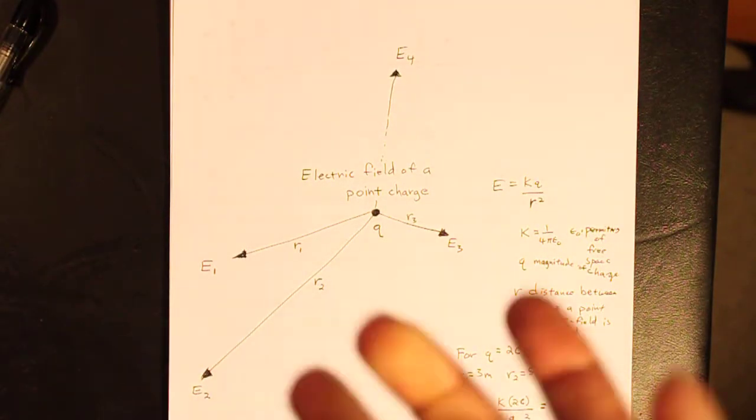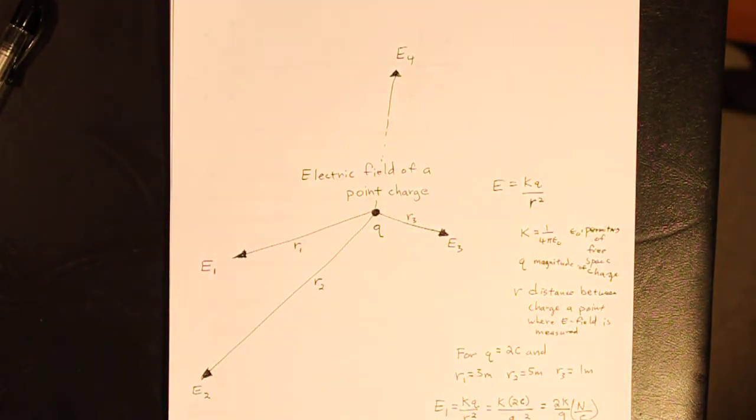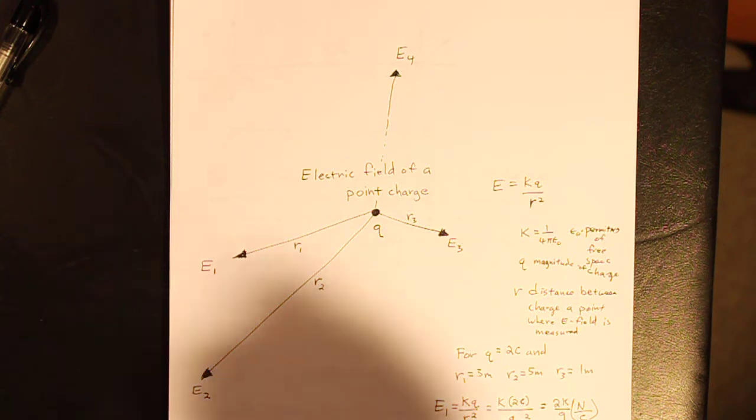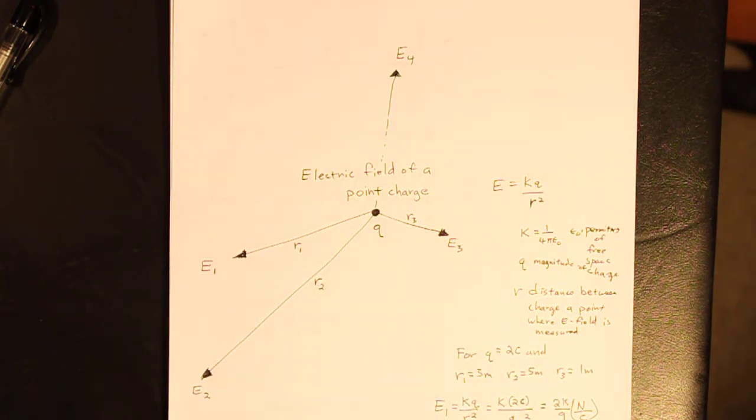Okay, so say we come across a problem where we have to find the electric field resulting from multiple particles in the system. Two or more particles. How do we go about doing that?